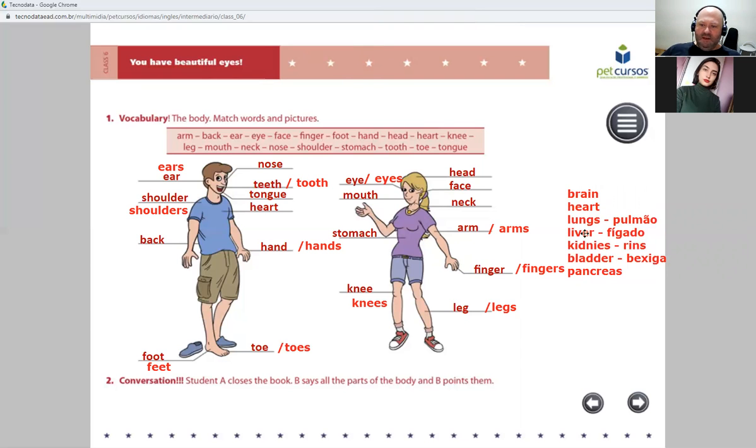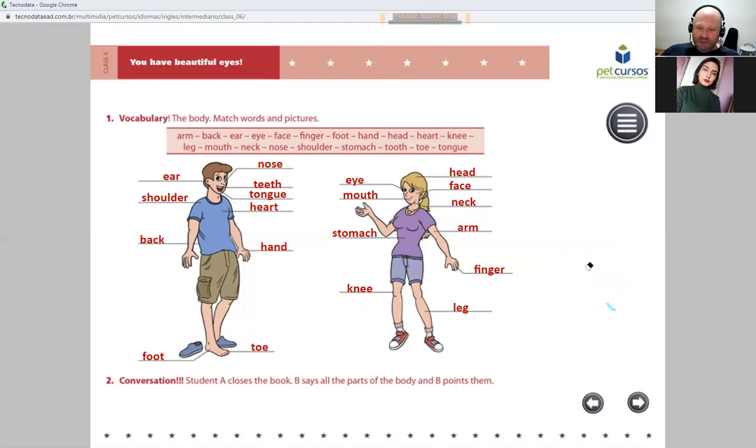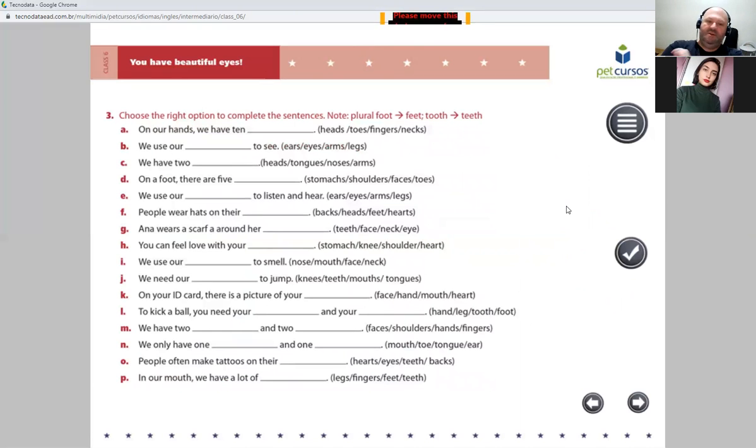Claro, igual o português. Cada osso. Ah, então ossos, né? Bones. Bone, bones. E a pele é skin. Okay. Ossos e pele. Claro, se você quiser estudar mais, é só pesquisar aí, né? Vai ter um monte de coisa aí com relação a partes do corpo, ossos, nomes diferentes, ok? So, let's go to activity number 3, ok?